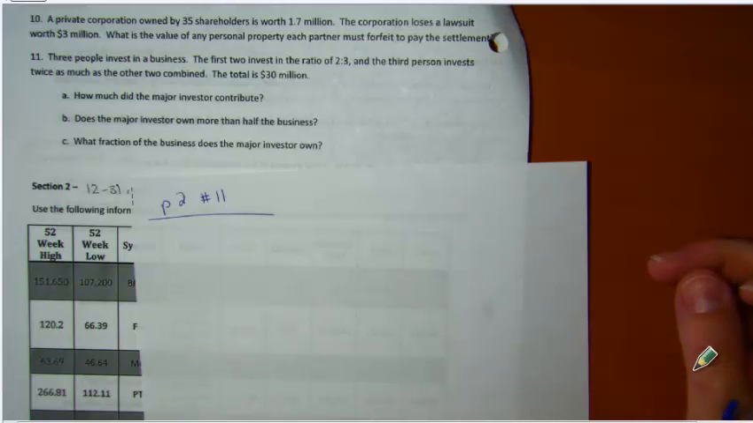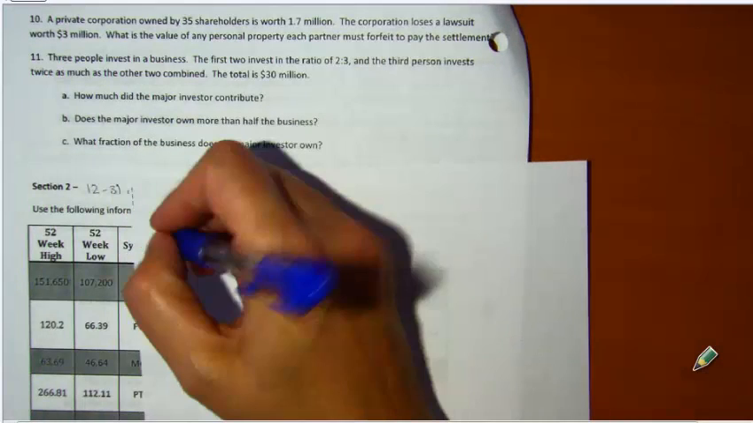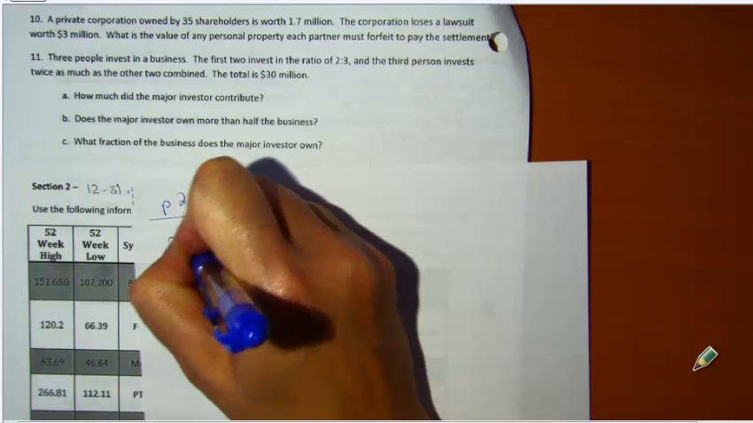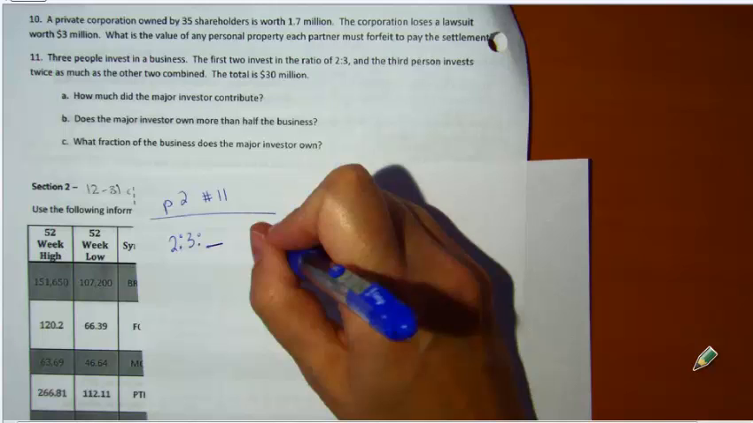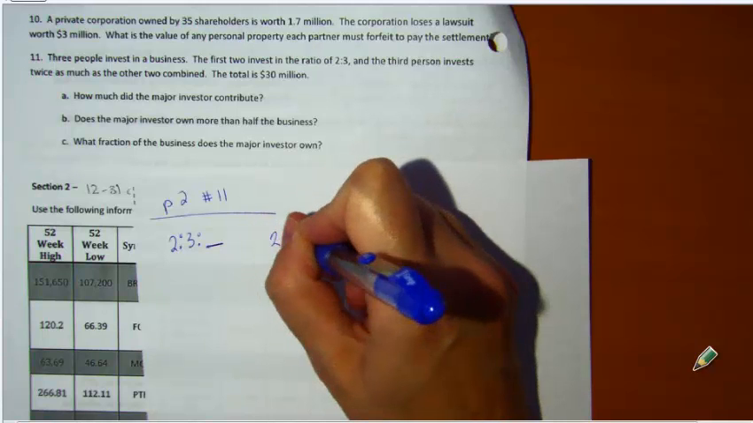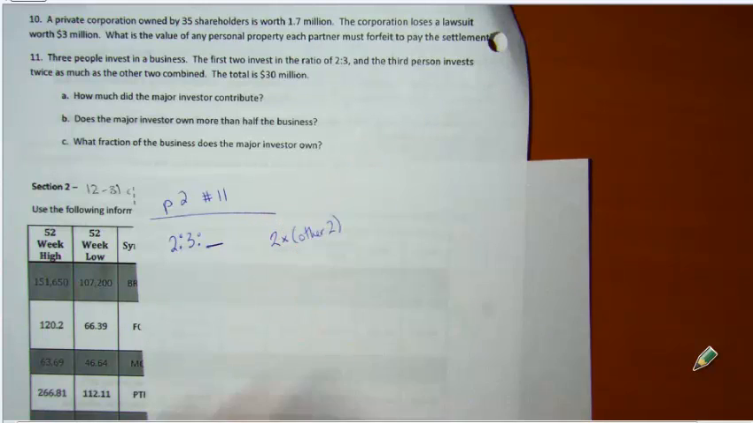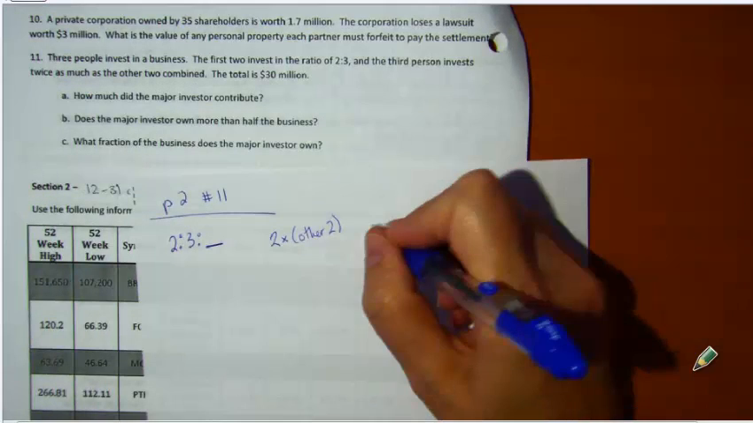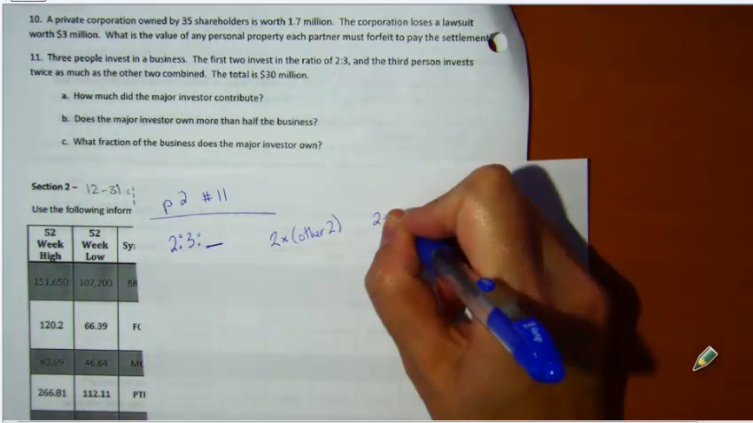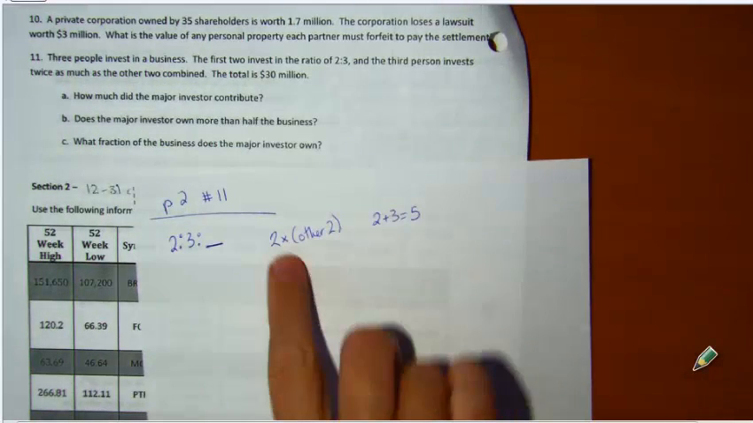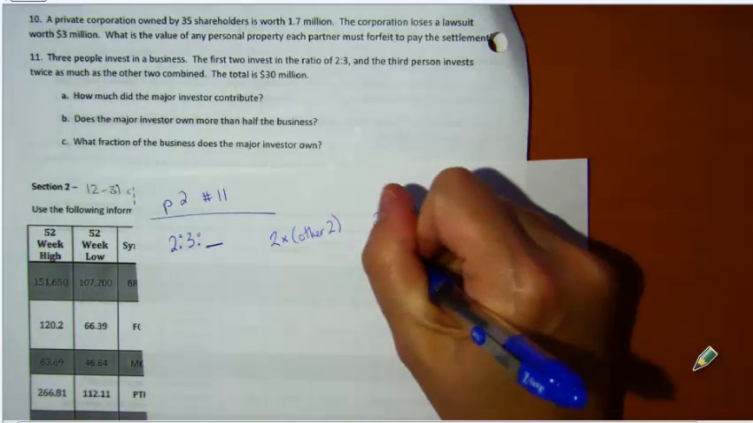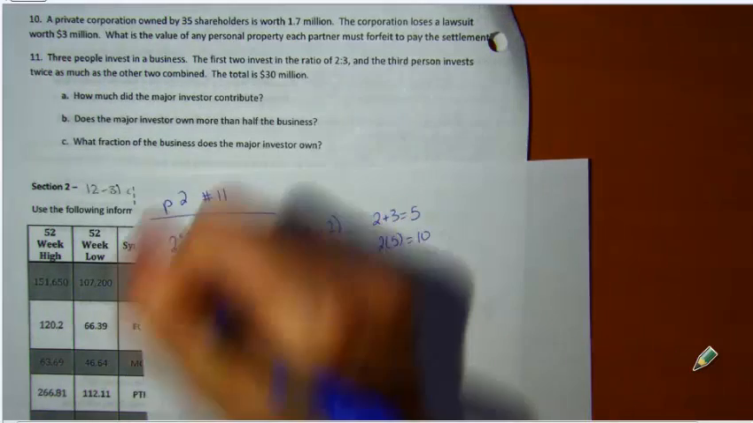The first two invest in the ratio of 2 to 3, and the third person invests twice as much as the other two combined. Okay, so we've got 2 to 3, and then we've got some third person, which is twice as much as the other two. Well, the other two are 2 plus 3, which is 5. And the third investor is twice as much as that, so 2 times 5, which is 10.